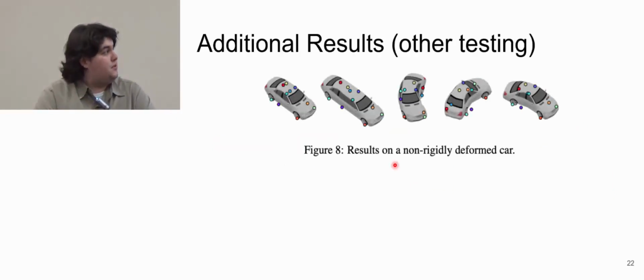Some additional results, like warping the actual 3D models. I think those are kind of interesting and self-explanatory: they stay able to get the approximate key points even if the object itself is not normal.